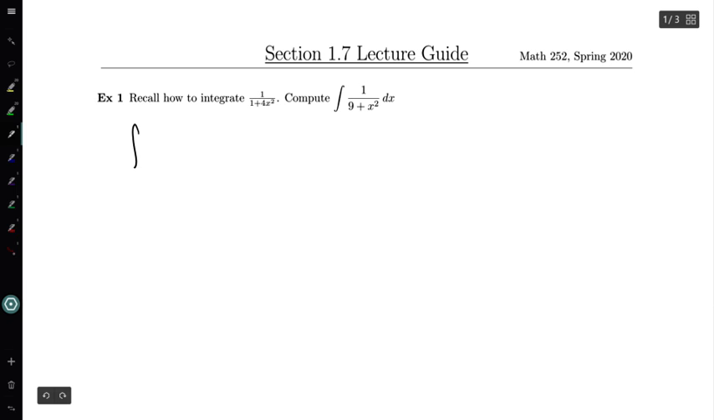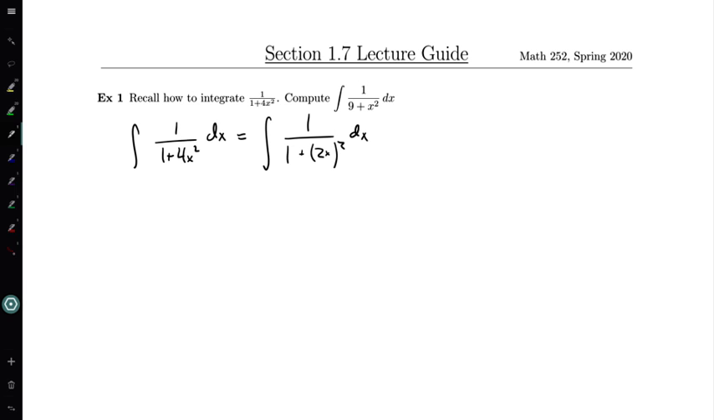So remember, we saw this in the section 1.5 lecture guide. So this is 1 over 1 plus 4x squared dx. We said the key thing to do here was to recognize this as the integral of 1 over 1 plus 2x squared dx. And this allowed us to make the substitution u equals 2x in order to get our integrand to become 1 over 1 plus u squared, which was a function that we knew how to integrate.